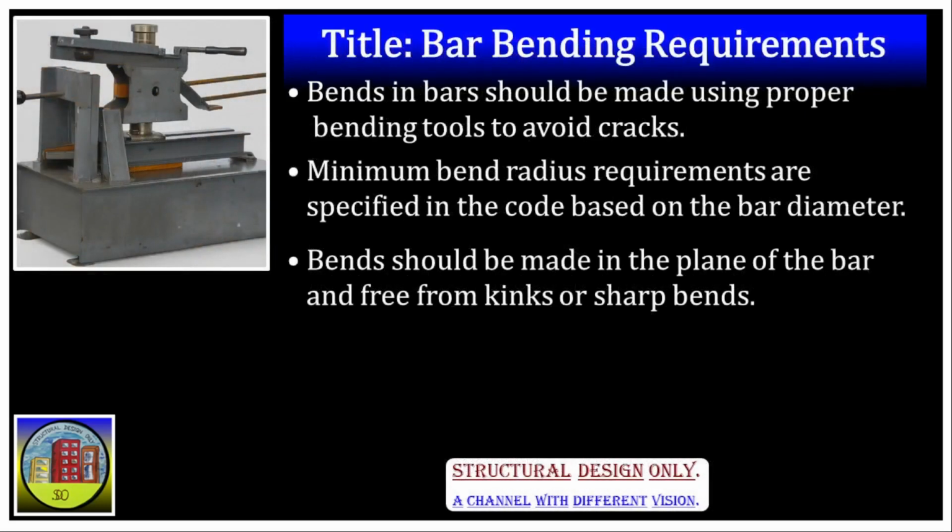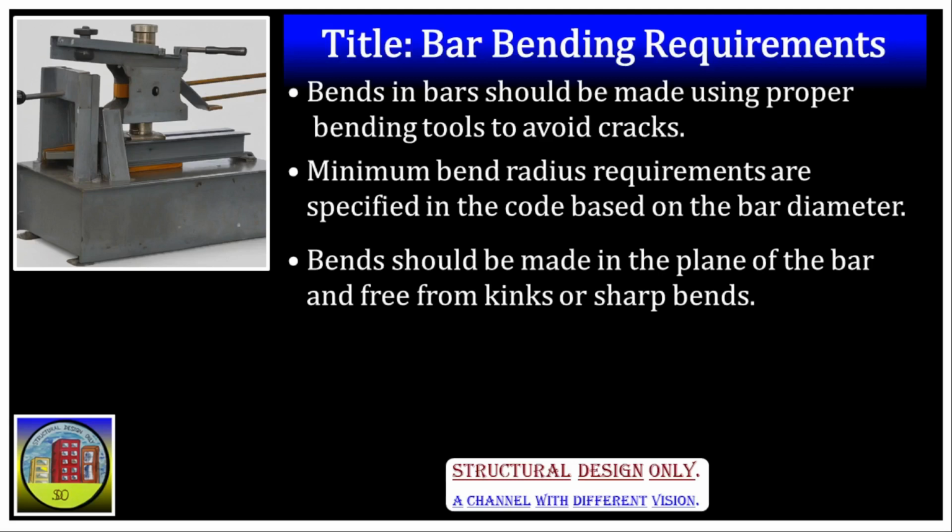Clause 12 places importance on proper bar bending techniques. Using the right tools helps create smooth bends without creating cracks or weak points in the bars. The code specifies minimum bend radii based on the bar diameter, ensuring the bend doesn't compromise the bar's strength. Bends should be made in a single plane and avoid sharp angles that could lead to stress concentrations.